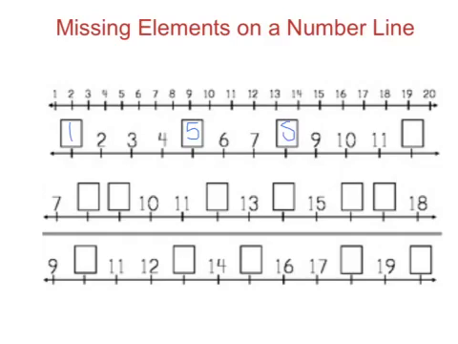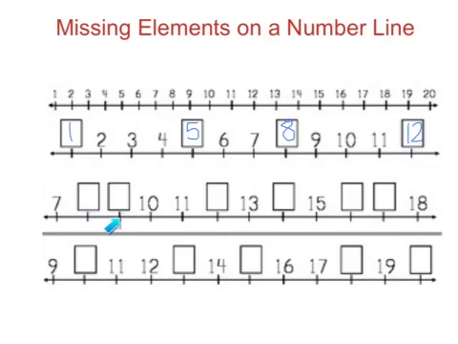After 7 comes 8. 9, 10, 11, and this one must be 12. Now we have a complete number line. 1, 2, 3, 4, 5, 6, 7, 8, 9, 10, 11, 12. It makes sense. On the second number line, I can see that I start with the number 7.